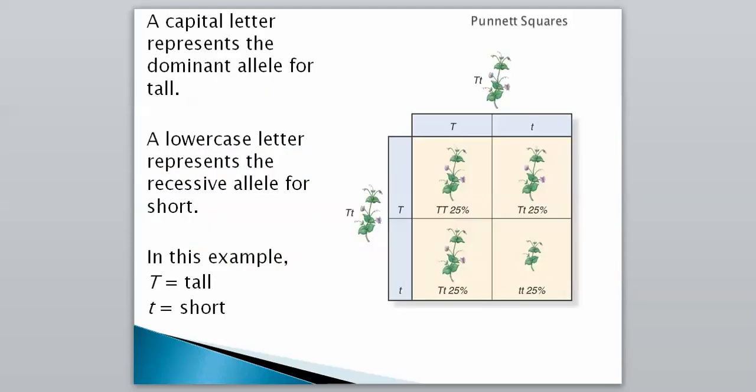So we're going to take a look at an example of what a Punnett square will look like, and just some general rules when we write a Punnett square. A capital letter will represent our dominant allele for a trait, and in this case it is tall, so we're going to use a big T for tall, and a lowercase letter represents the recessive allele for short, so we have little t for short. So we're not using T and S, we always are going to use a capital letter for the dominant trait, the lowercase letter for the recessive trait. So that's our first rule here.